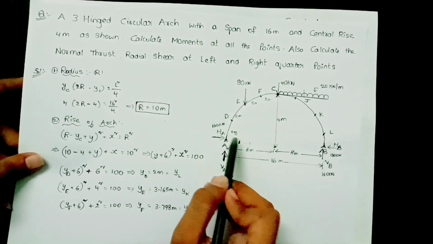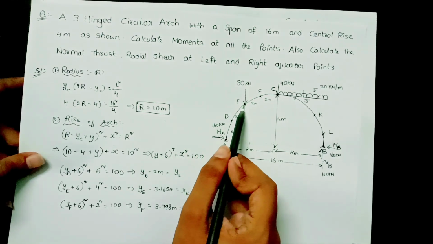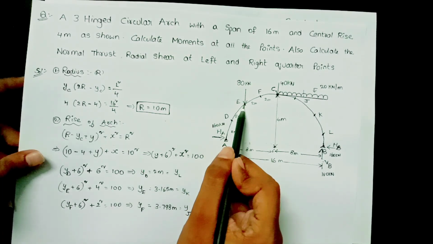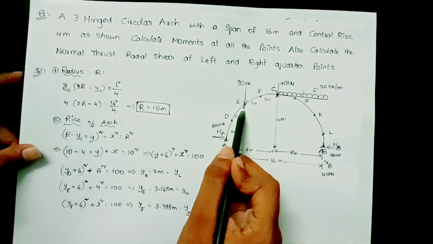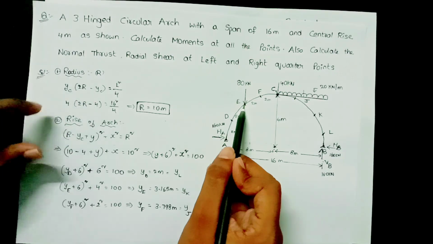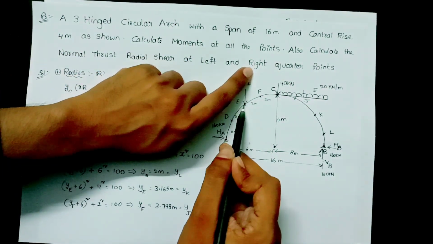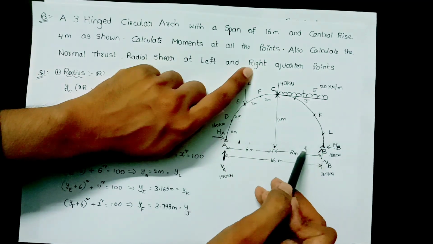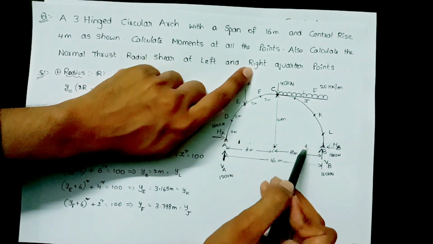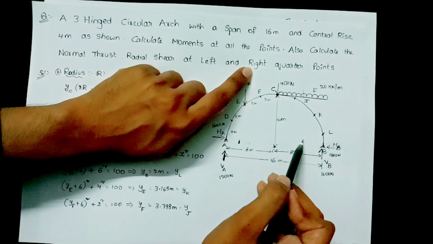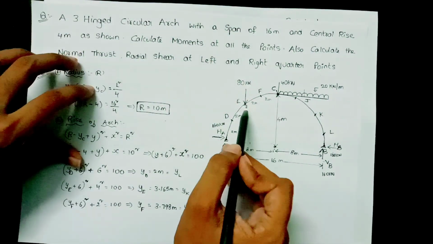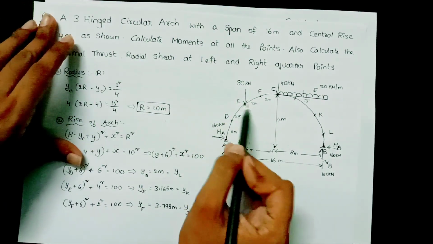So at 4 meters, 2 plus 2, we have point E. So we have to calculate the normal thrust and radial shear at point E, that is the left quarter point, and we also have to calculate at the right quarter span point, that means 4 meters from this support, which is point K. So we have to calculate the normal thrust and radial shear at E and K.